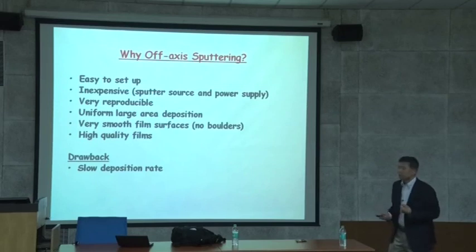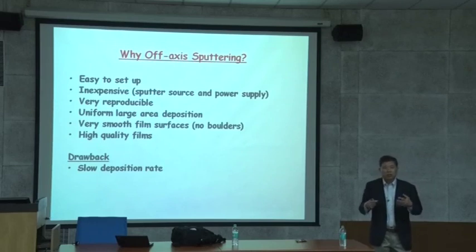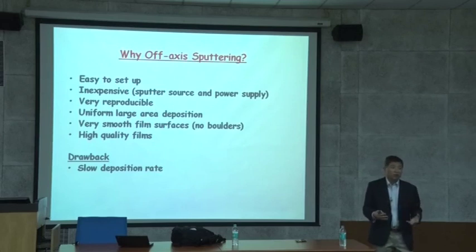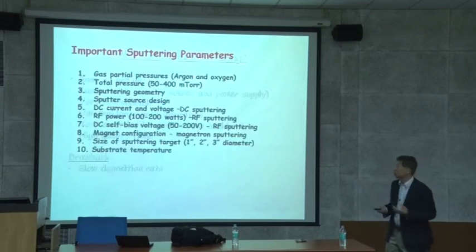The drawback is that the deposition rate is relatively slow. But in a research environment these days, slow deposition is advantageous for growing the highest quality material, because the atoms have enough time to move around and crystallize. That's why a lot of MBE growth takes a very long time, very slow. Sputtering is relatively slow, but I think that's sometimes an advantage.